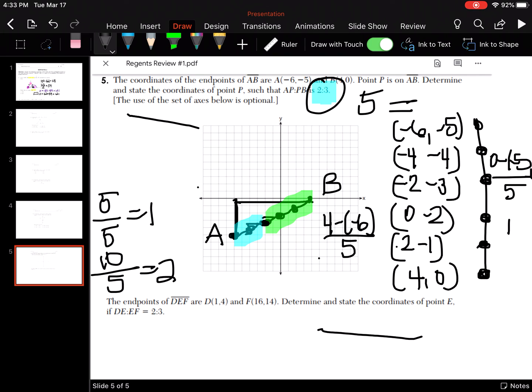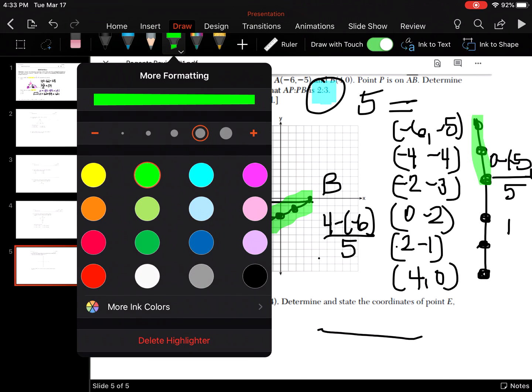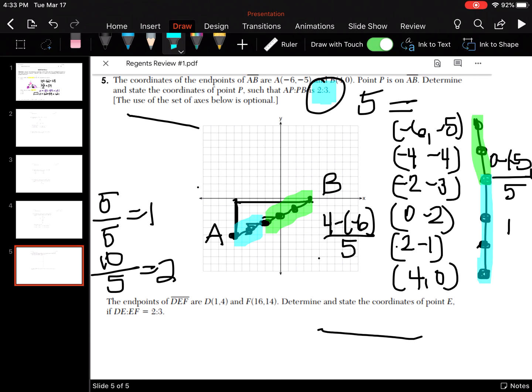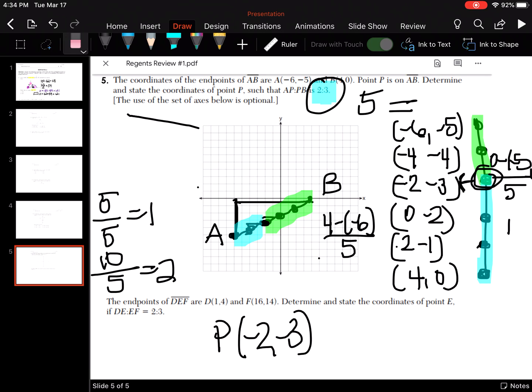So then again, we have 2 segments to 3 segments. So where the colors change would be the answer. So this guy right here corresponds to that point right there, which means P is negative 2, negative 3. You don't have to do it both ways. Either show the picture and explain how you got there, or show the arithmetic on the side. All right, that's it for Regents Review number 1.